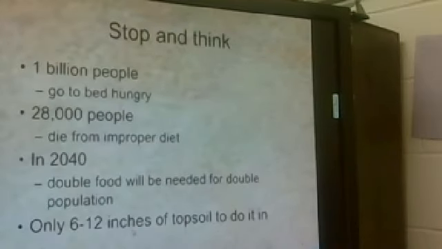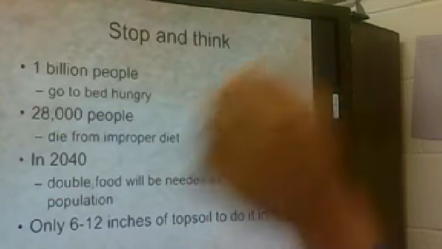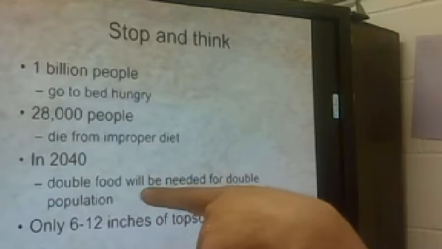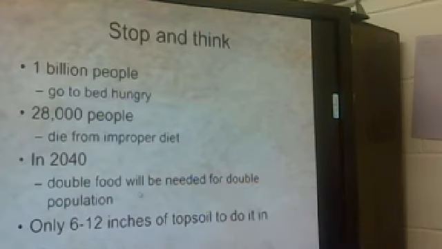Stop and think for a little minute. 1 billion people in the world go hungry to bed. Not because they didn't stop at McDonald's, but because they go hungry. 28,000 people die from improper diet. In 2040, we're supposed to have doubled the food to provide what we have now for the population.